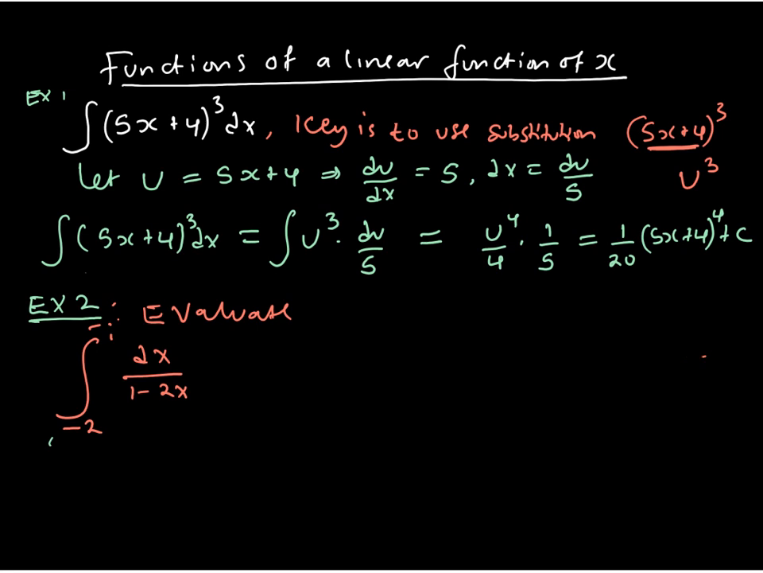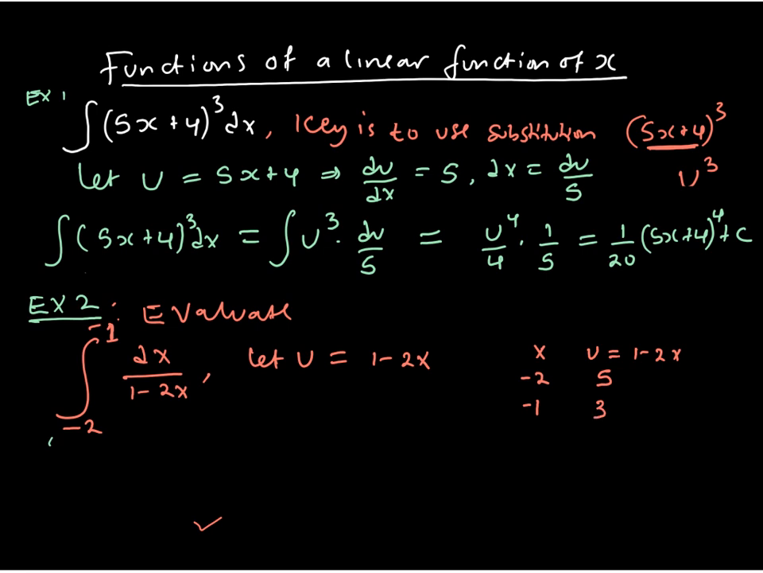Let's see how we go about it. We want to evaluate from -2 to -1. The key is, let u equal 1 minus 2x. Now, if u is 1 minus 2x, you want to also change the limits. When x is -2, 2 times x will be -4, so 1 minus -4 will be 5. And when x is -1, 1 minus 2 times -1 is going to be 3.